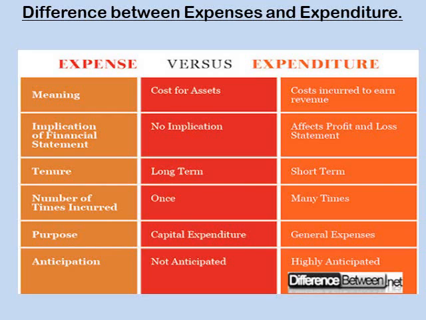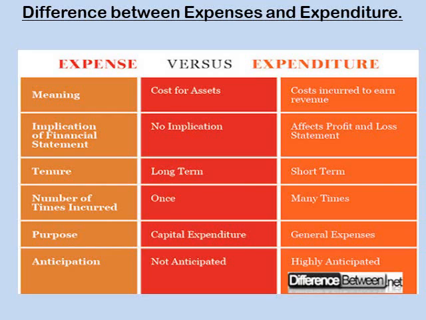Number four is number of times incurred. So expenditure is done once, whereas expenses are done a number of times. That many times it is of recurring nature. And next is the purpose of expenses and expenditure. The purpose of expenditure is that it is a capital expenditure. Capital expenditure means it is done once in a life or for a long period of time. Expenses are revenue expenses and are recurring in nature. It happens again and again.